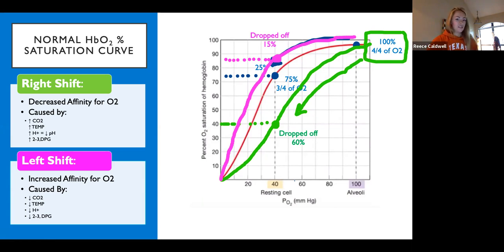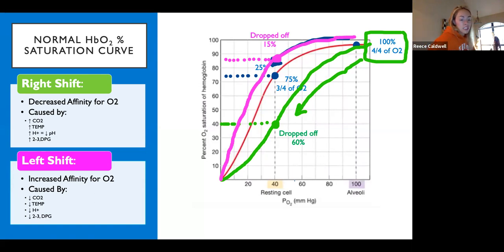An increased level of carbon dioxide will cause a decreased affinity for oxygen. If we have more carbon dioxide in the blood, our body is going to want to release more oxygen, and to do that, we decrease the affinity, the tight bond between hemoglobin and oxygen. Same with body temperature. If we have an increased body temperature, we're going to want to deliver more oxygen to the cells, so we're going to decrease those bonds between the hemoglobin and the oxygen.